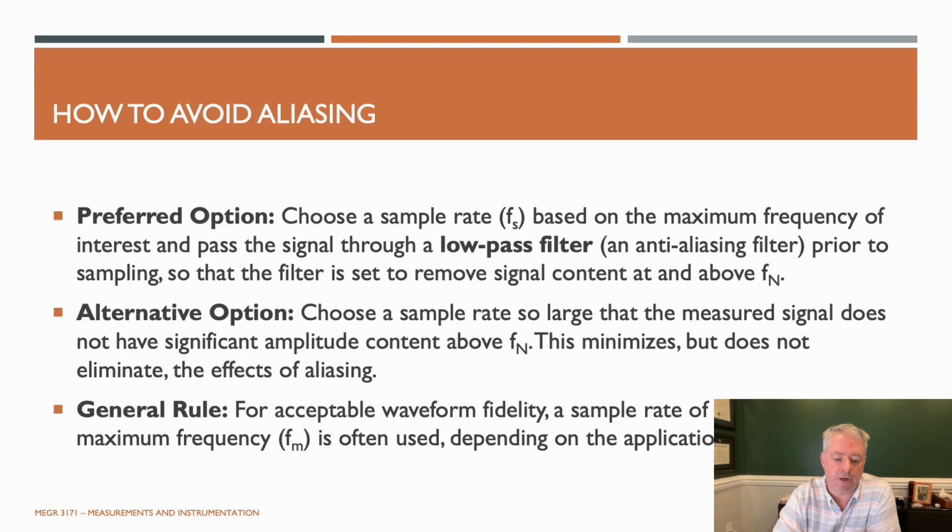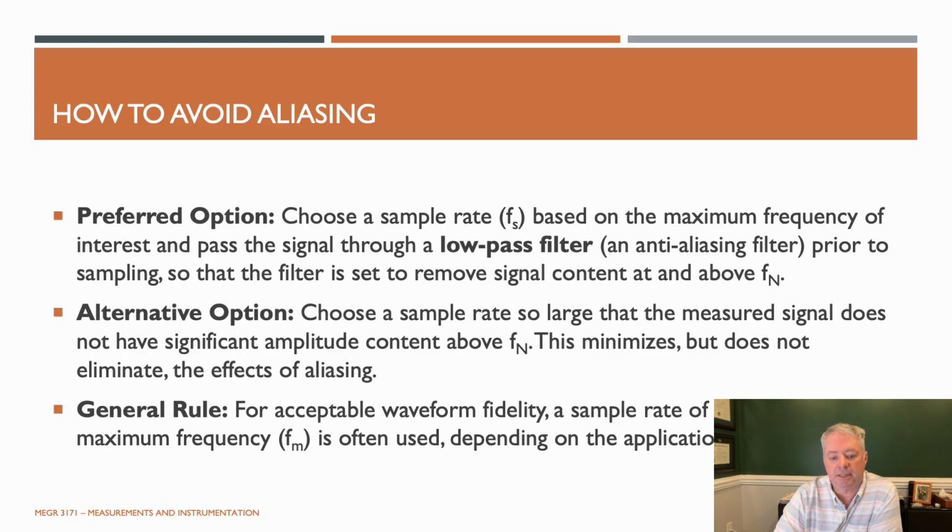And there's really two different strategies here. The most effective method is to use a low-pass filter. We also call it an anti-aliasing filter. And this is before you even get started sampling. This filter is set to the Nyquist frequency to remove any high-frequency components that could cause aliasing.